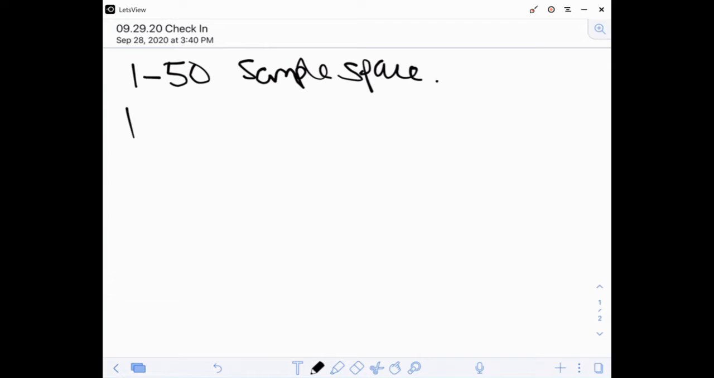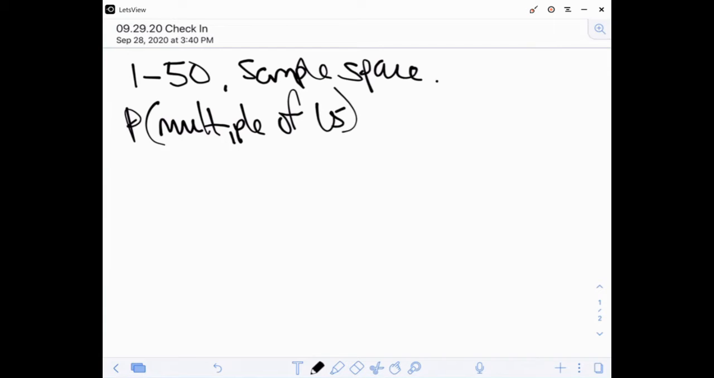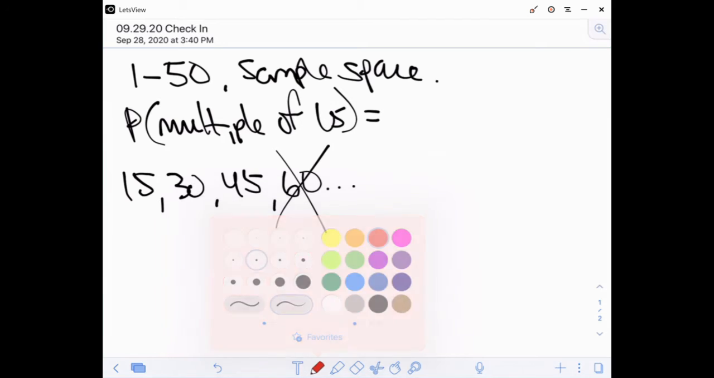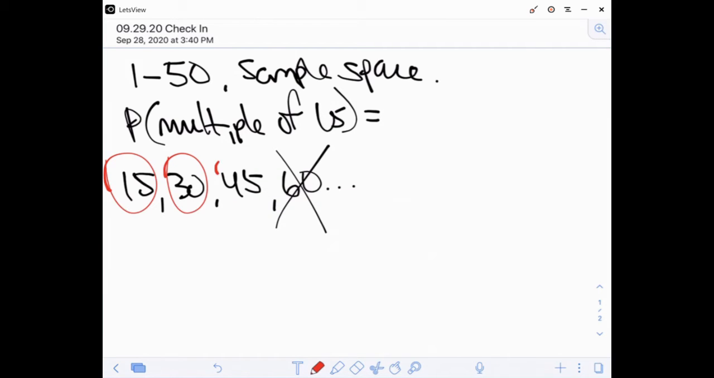And we want the probability of a multiple of 15. So we need to know all the possibilities. Well, 15, 30, 45, and 60. We could stop there, right? Because the sample space is 1 through 50, so 60 would not even come up. The only options are 15, 30, and 45.